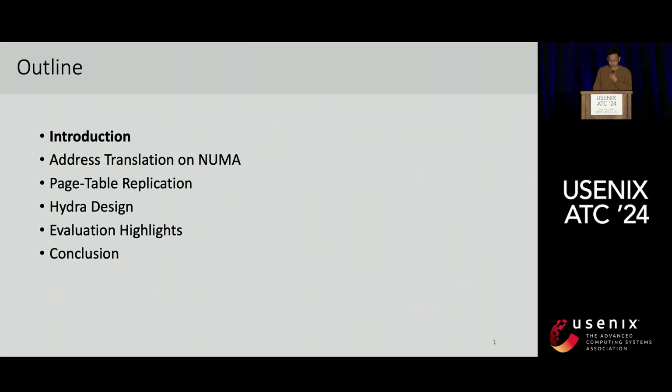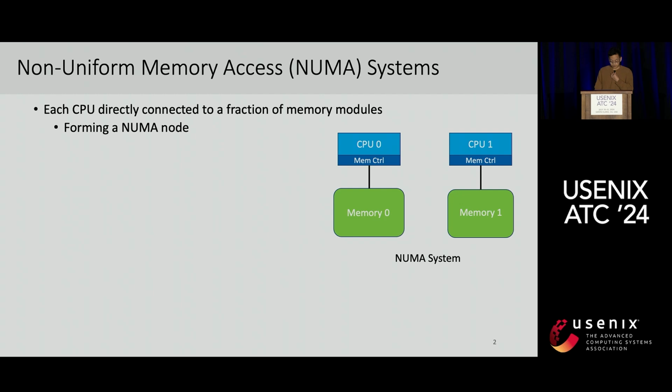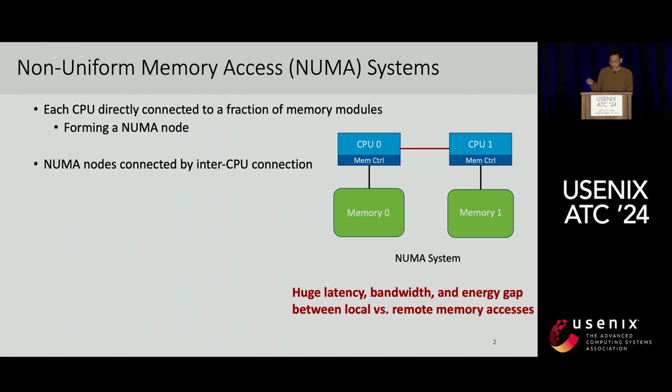First, I will give a brief introduction of our work and then get into the details. Non-uniform memory access systems are a way to scale computer system performance in the post-Moore's law era. In NUMA systems, each CPU is directly connected to a fraction of the memory modules, forming a NUMA node. However, the NUMA nodes are connected by inter-CPU connections, and memory access in NUMA systems has a huge latency, bandwidth and energy gap between local memory access and remote memory access.